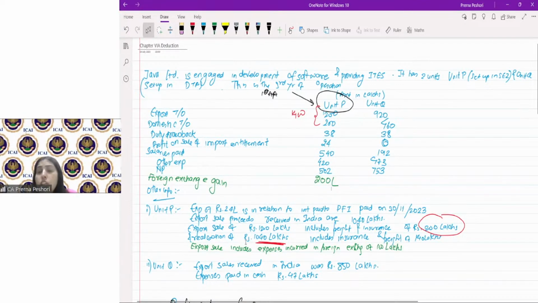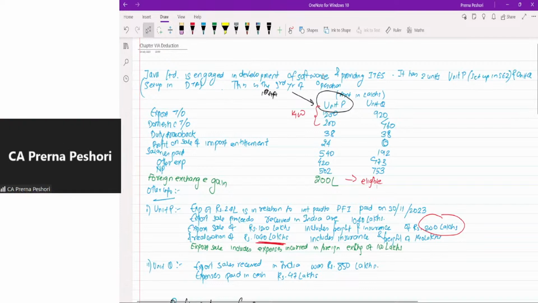But the foreign exchange gain, I will not reduce from the net profit. The reason being that foreign exchange gain is eligible for deduction under 10AA. Are we clear? So just write it down over here. Eligible for deduction under 10AA.